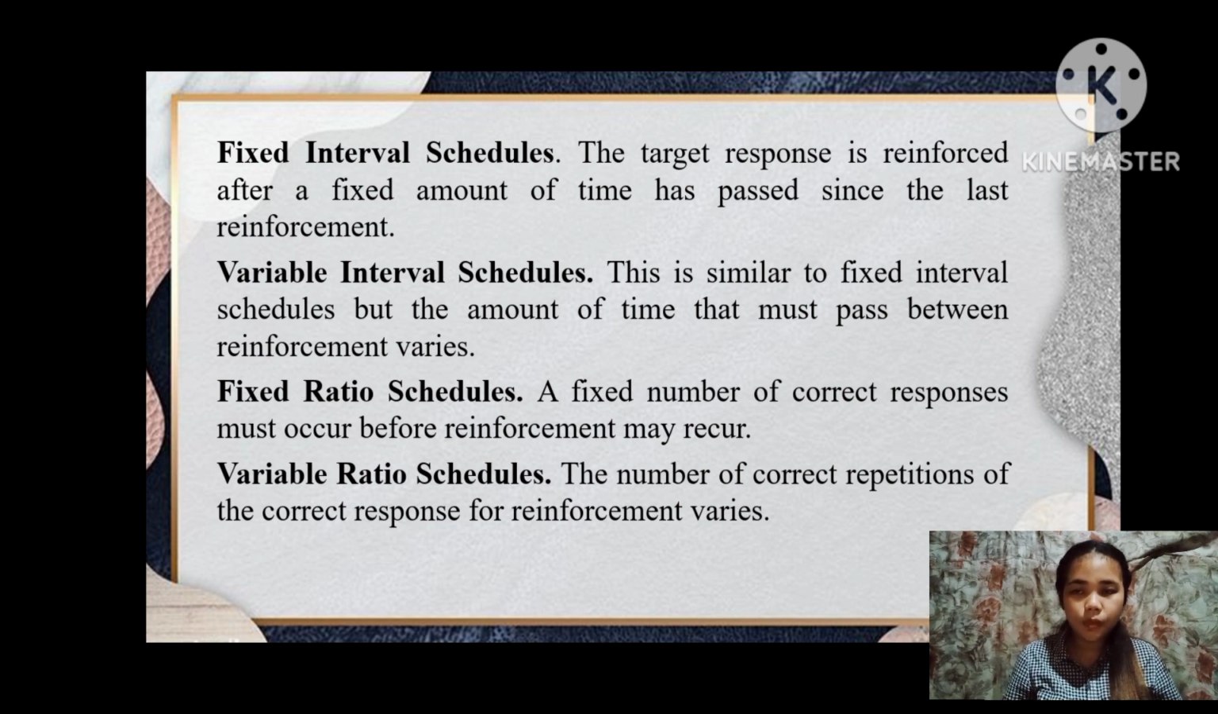Interval schedules: the target response is reinforced after a fixed amount of time has passed since the last reinforcement. So, for example, a bird in a cage is given food every 10 minutes regardless of how many times it presses the bar. No matter how many times it presses the bar, at the end of every 10 minutes it is given food.